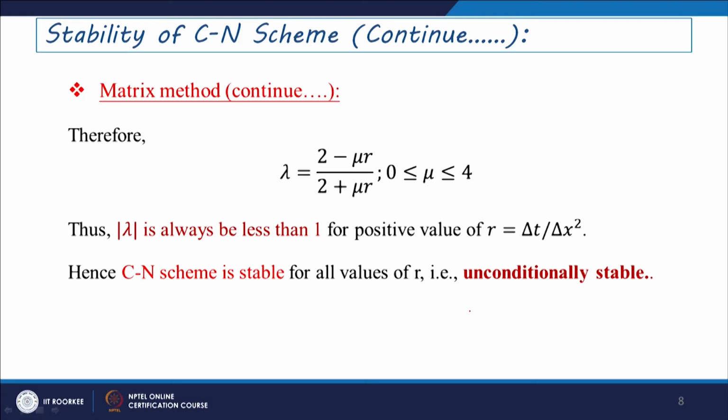And especially we can visualize that the modulus of lambda is less than (2 minus mu r) by (2 plus mu r), so the modulus of lambda is always less than 1 whenever we consider any positive value of r equal to del t by del x square. Hence the Crank-Nicolson scheme is stable for all values of r, that is, it is unconditionally stable.